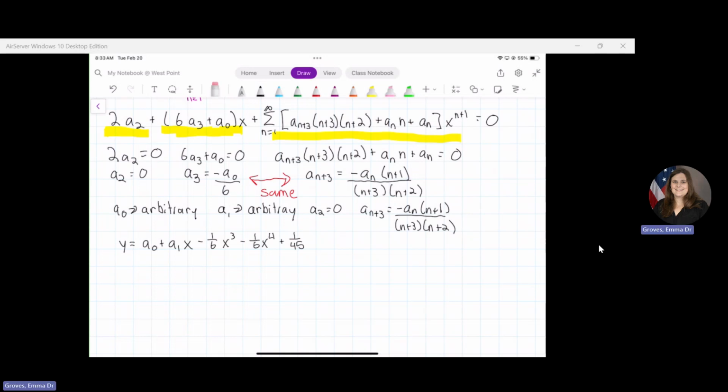Oh, sorry, I forgot my a0 and a1, so it should have been minus 1/6 a0 x cubed, minus 1/6 a1 x to the 4th, plus 1/45 a0 x to the 6th. And then it kind of just continues. So for this one, a pattern is not super obvious. What we're going to try to figure out on Wednesday is if there's a pattern to this.